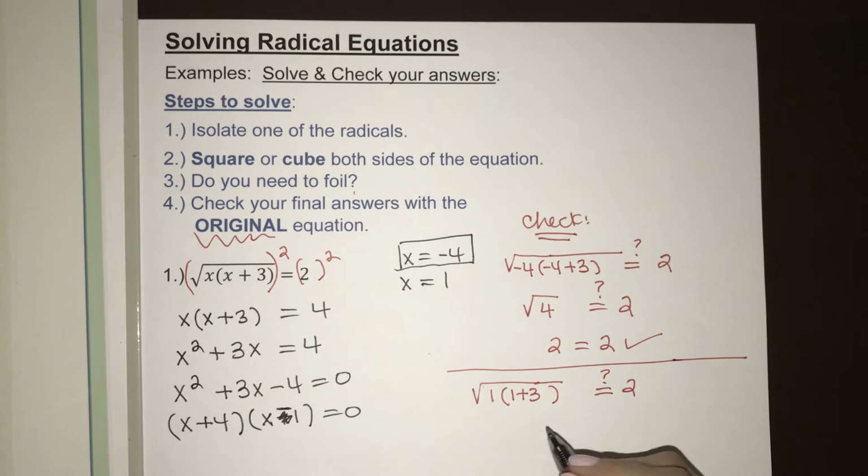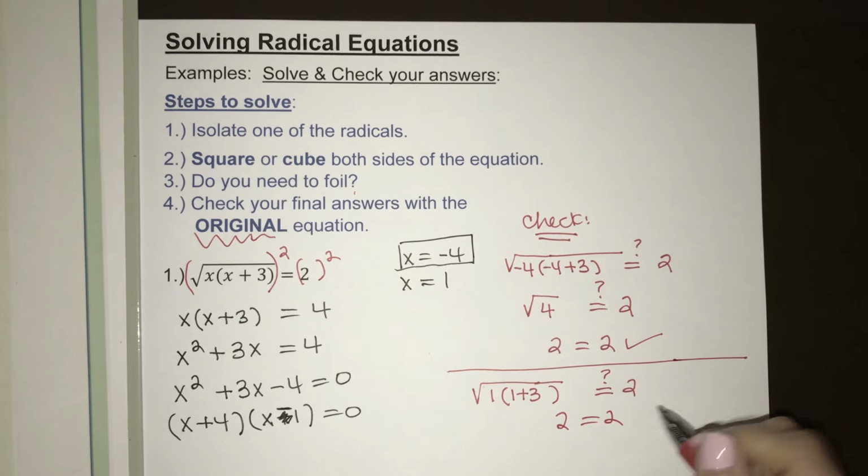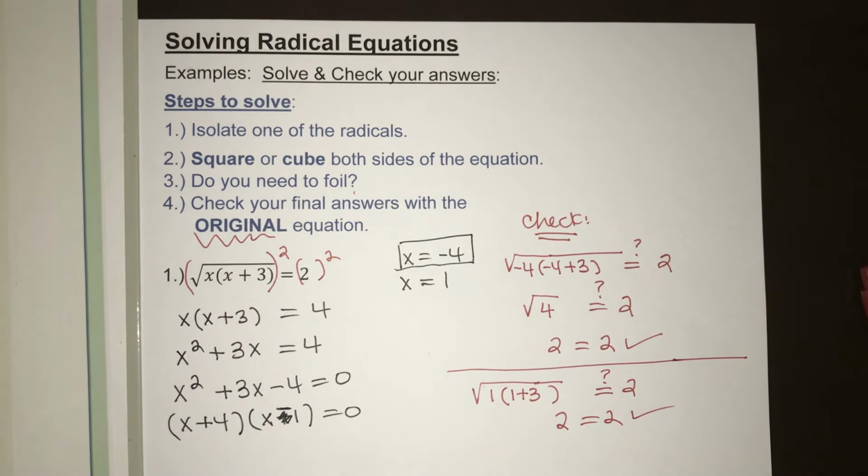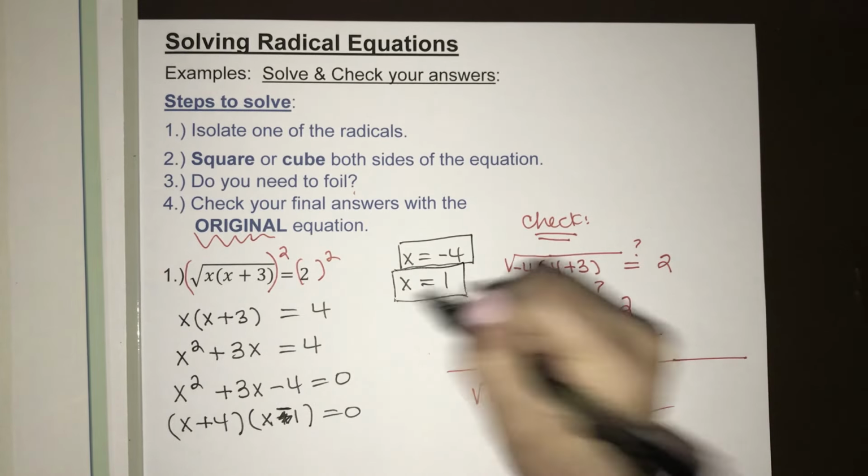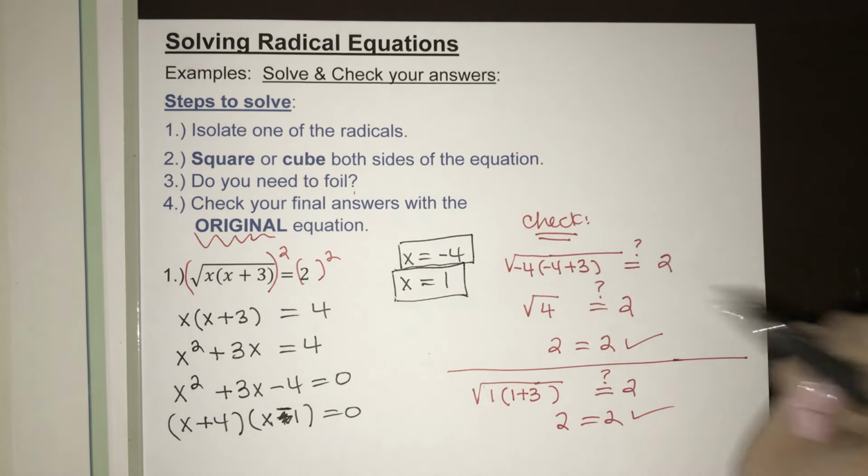Well, this simplifies to, again, the square root of 4. The square root of 4 is 2. 2 is equal to 2. Left and right sides are equal. So both of these solutions for this problem will work. So I can box both.